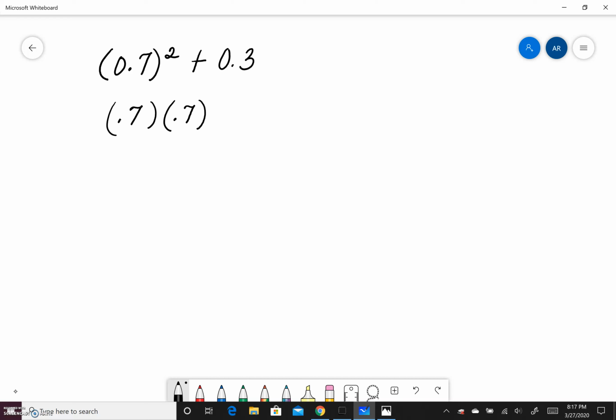Now we're going to simplify an expression, and the expression is 0.7 squared, and it's added to 0.3. But remember, before we can add anything, we've got to square that 0.7. So all you do is plug that into the calculator as 0.7 times 0.7, and you'll end up with an answer of 0.49. And once you do get that answer, just add it then to the 0.3, and then your final answer should be 0.79.